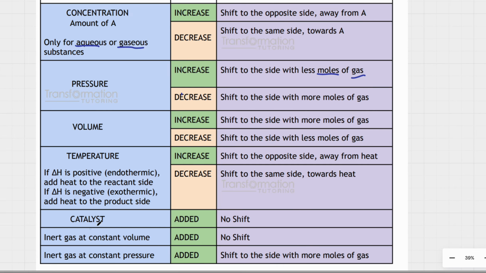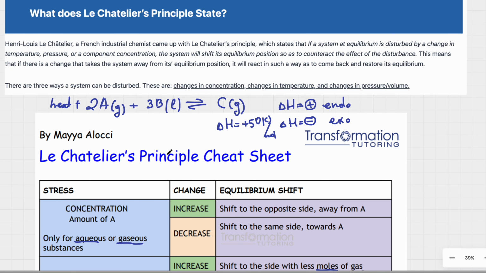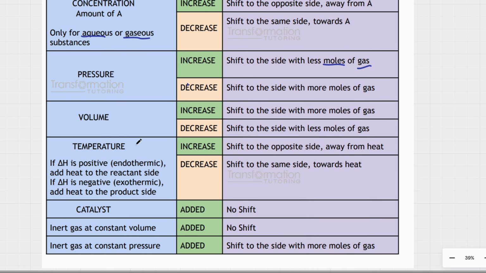The next one is catalyst, and this is kind of a tricky question because a catalyst speeds up the reaction, it makes the reaction go faster, but it does not result in a shift of equilibrium. So if your teacher says catalyst was added, where does equilibrium shift? You will say no change, it does not shift.